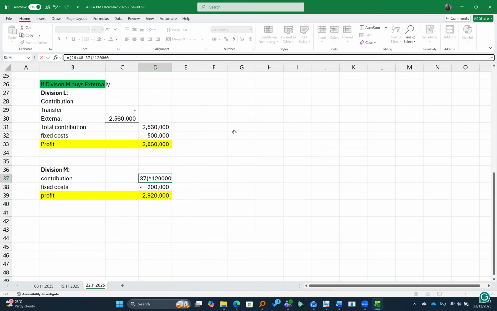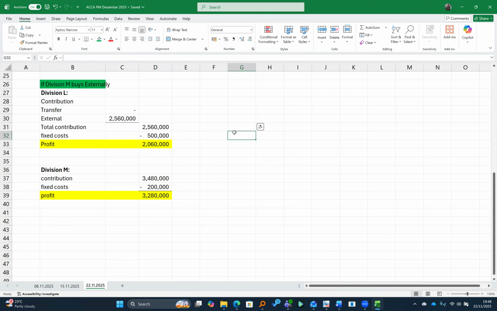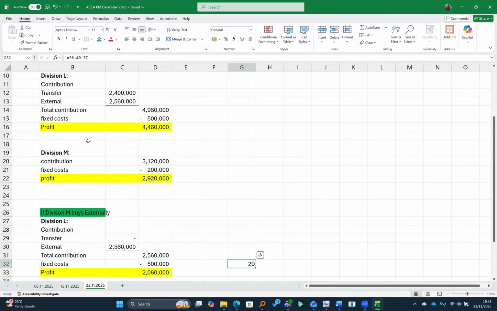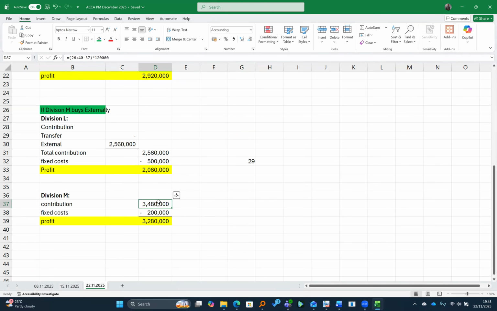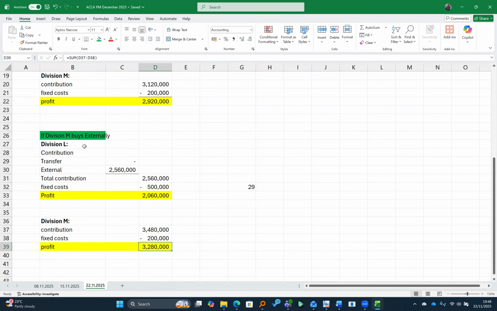So here, let me do it here. 26, if you add back 40 and remove that 7, contribution now becomes 29. So you can see that division M benefits from actually buying outside. That's why you can see that its contribution is actually increased from 3.12 to 3.48. And you can see that for it, the profit increases if it buys externally.